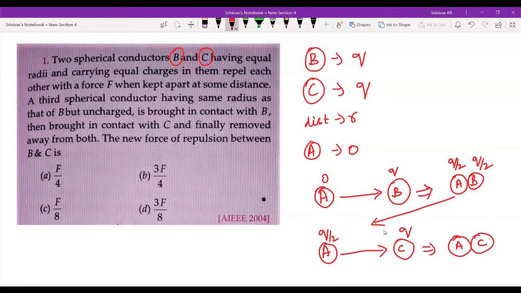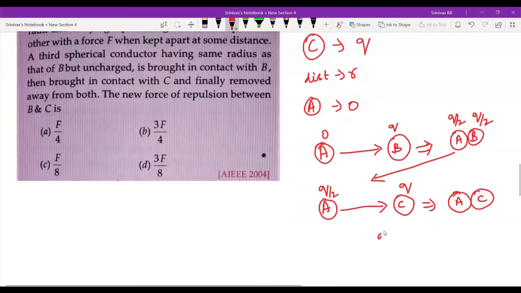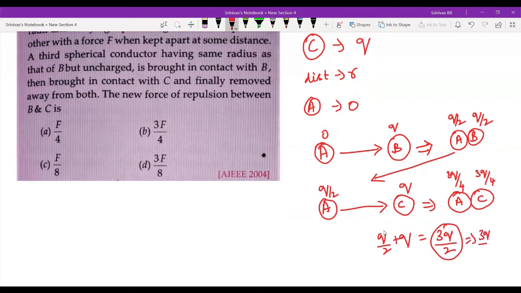When these two come in contact, what will be the charges split here? So Q by 2 plus Q, what does it become? 3Q by 2. So 3Q by 2 is split for both. So then what happens? A will have 3Q by 4 and C will have 3Q by 4, because they are dividing it between the two. Now if we divide this, what do we get? 3Q by 4. Correct? So now A has 3Q by 4 in this case, and in the earlier case A had Q by 2.